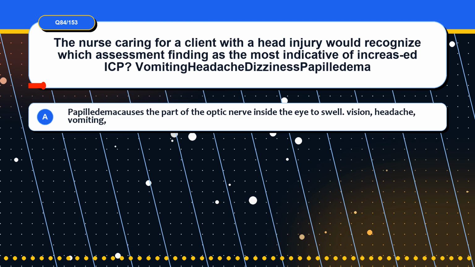Question 84. The nurse caring for a client with a head injury would recognize which assessment finding as the most indicative of NCLEX ICP? Vomiting, headache, dizziness, papilledema. Here are the options. Option A. Papilledema causes the part of the optic nerve inside the eye to swell, vision, headache, vomiting.